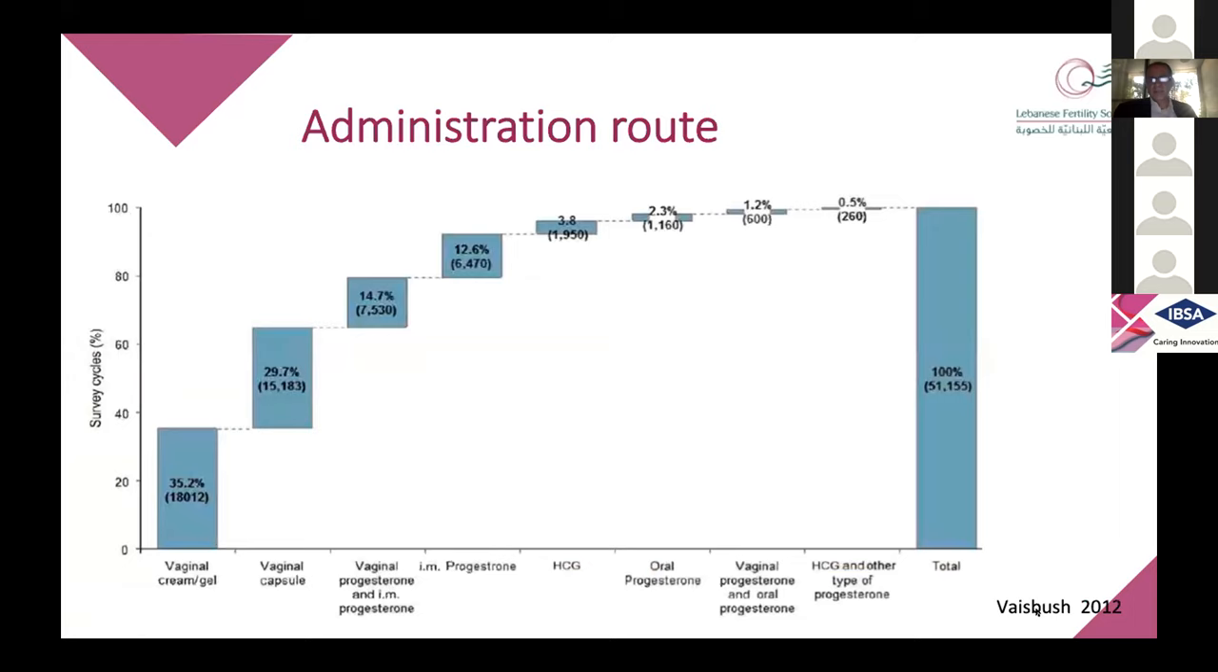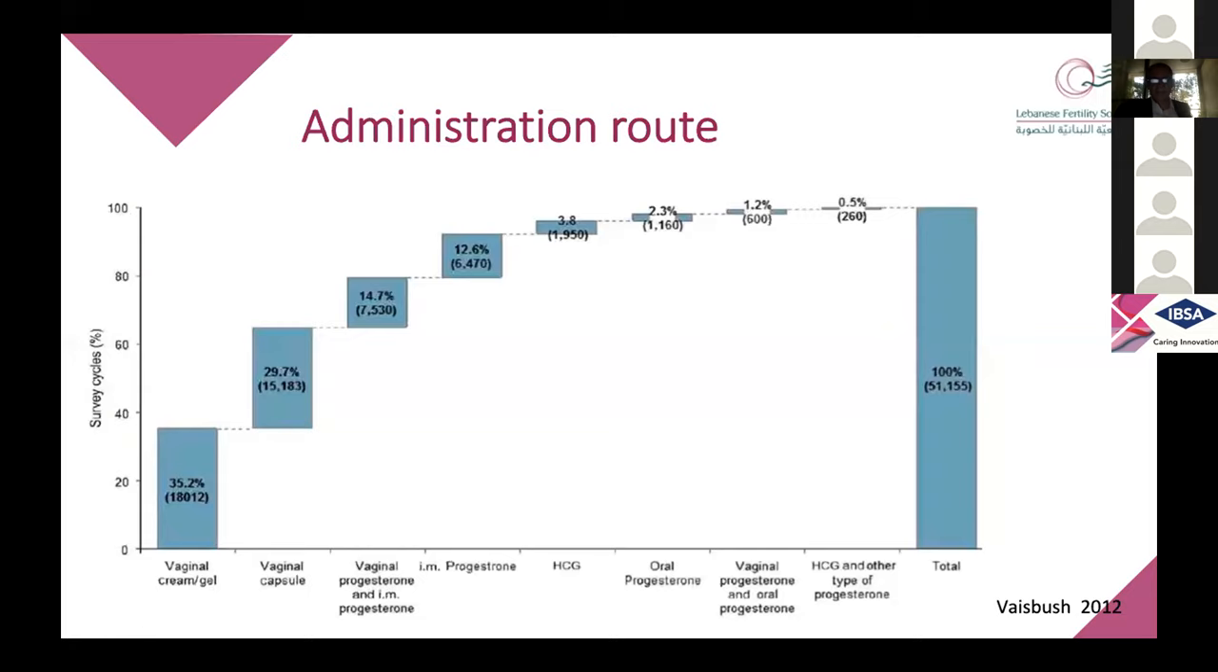Most of the centers, this is a publication in 2012, a review of the stimulation protocols in the world, you can see that the vaginal route is around 70%. Vaginal and IM 15%, only IM progesterone 15%, and oral progesterone only 2%, the rest. So most centers in the world use vaginal progesterone, and very few use IM progesterone. This is the common practice.